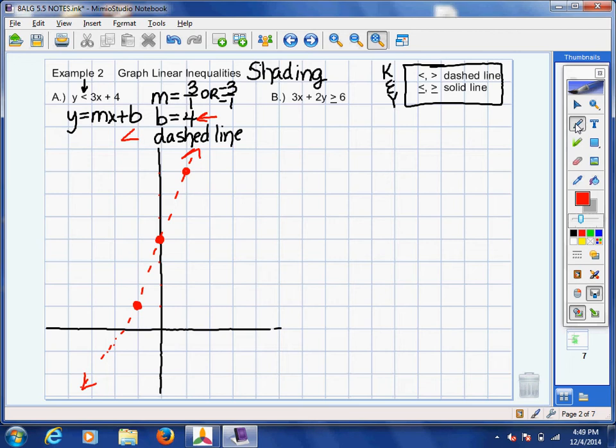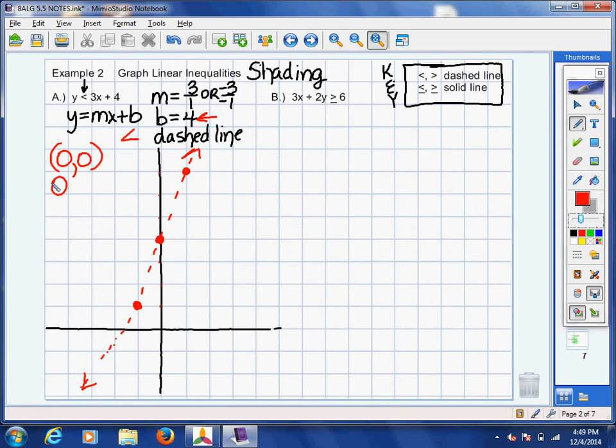Okay, I use it as a test point. If it works, then the side of the line that 0, 0 is on is the side I should shade. If it doesn't work, then that's not the side I shade. I shade the opposite side of the line. Okay, so let me show you when I plug 0, 0 in. That's a pretty normal point for me to plug in. I plug in 0, 0.